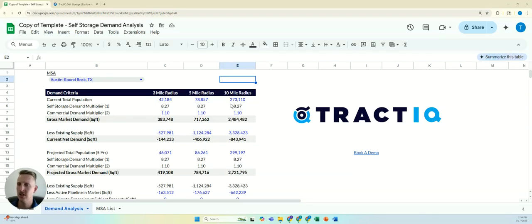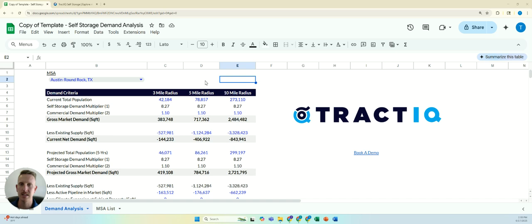Hey everyone, I'd like to show you how to use our free self-storage demand analysis tool. This tool is super useful if you're trying to understand how much demand there is for self-storage within your particular area. So I've got the tool pulled up. Let's get right into it.